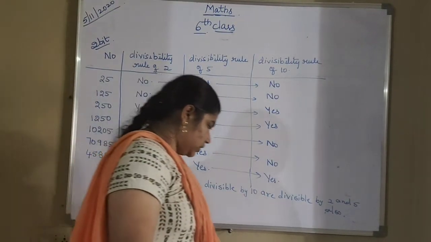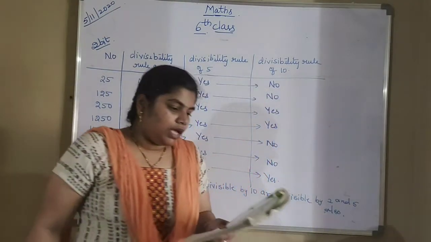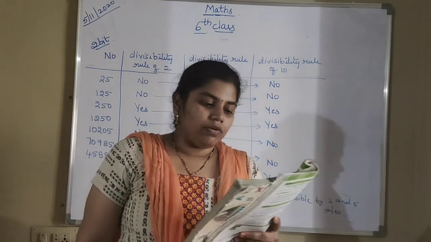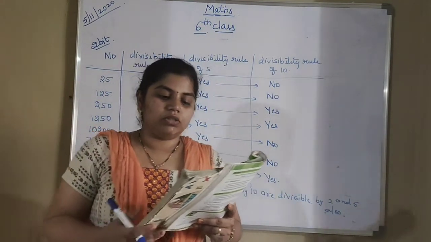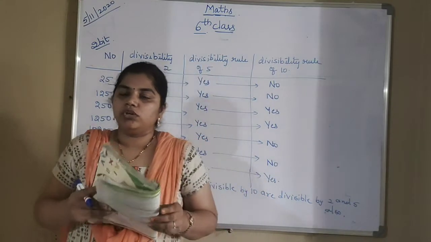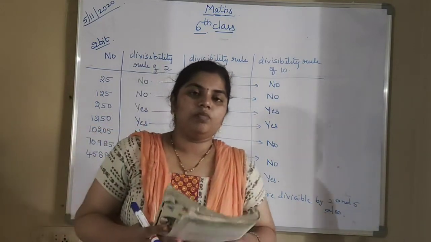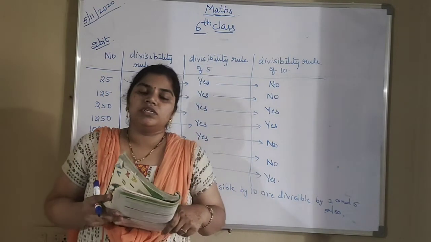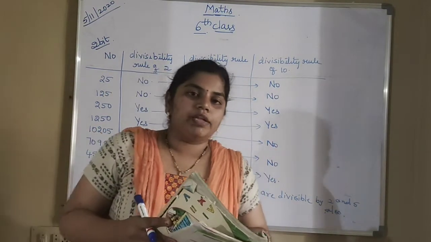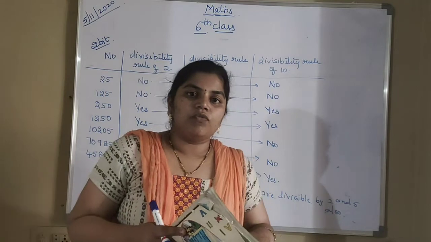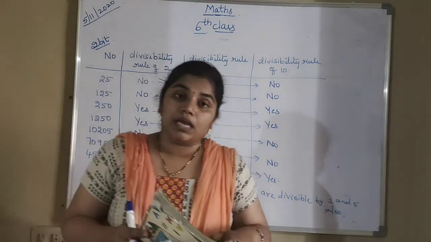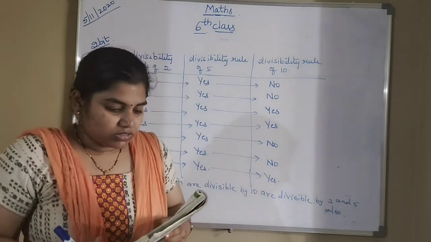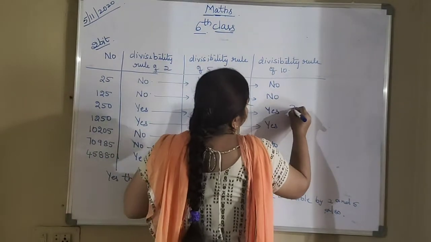Okay, next third bit you can do it as homework. Fill in a table using divisibility test for 3 and 9. So already I told you divisibility test of 3 and 9 both will be same. So what is divisibility rule of 3? The sum of all digits should be divisible by 3, and divisibility rule of 9 is sum of all digits should be divisible by 9. Okay, so this third bit you do it as homework.